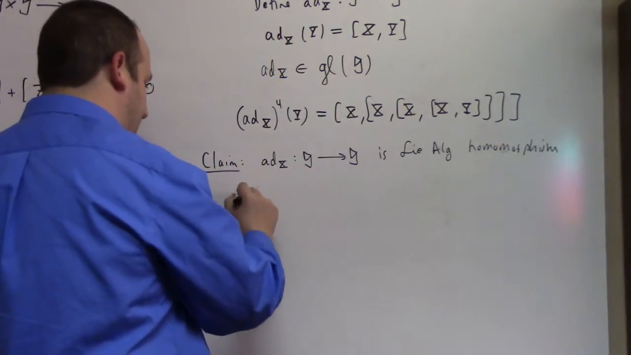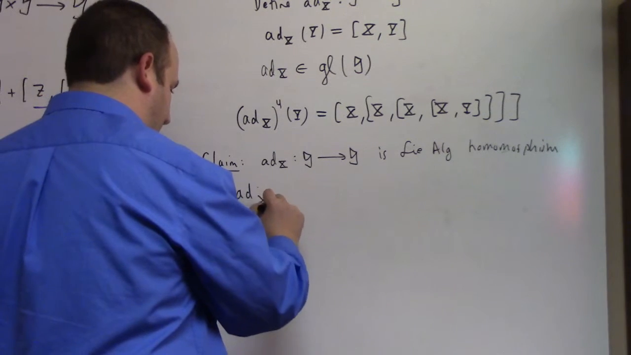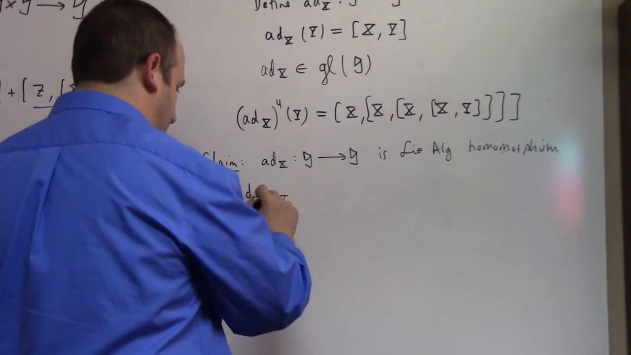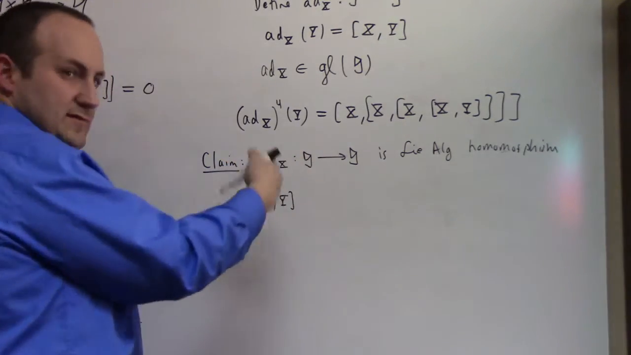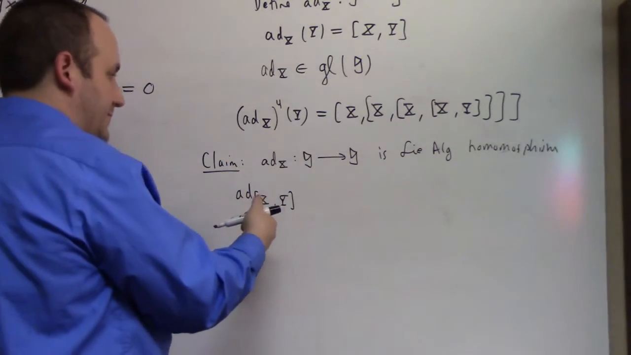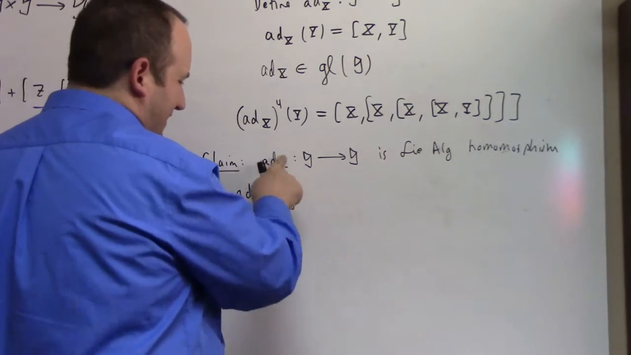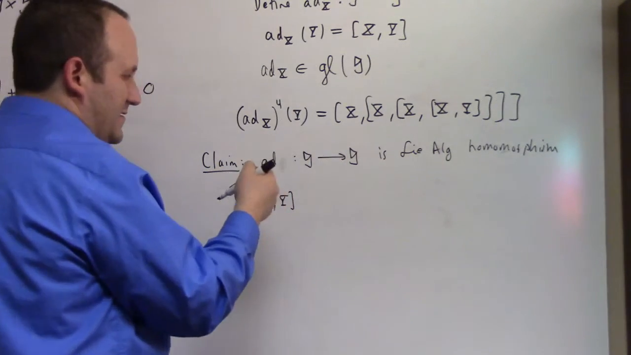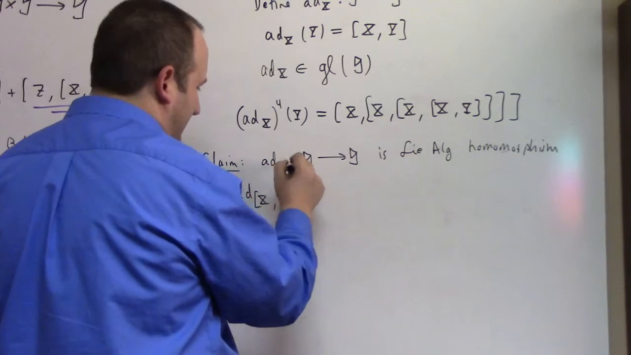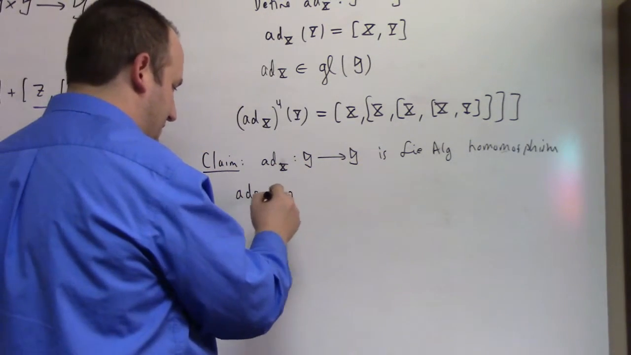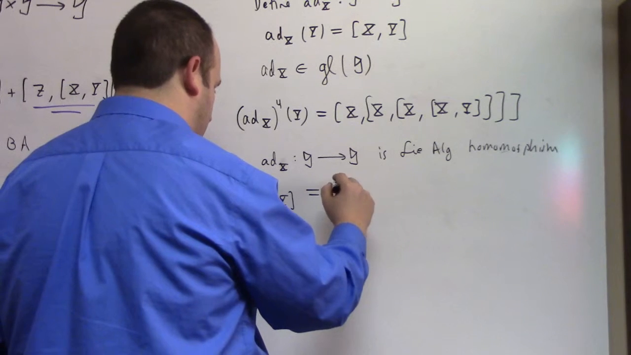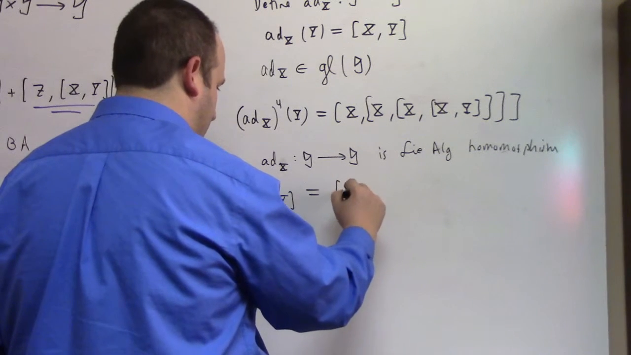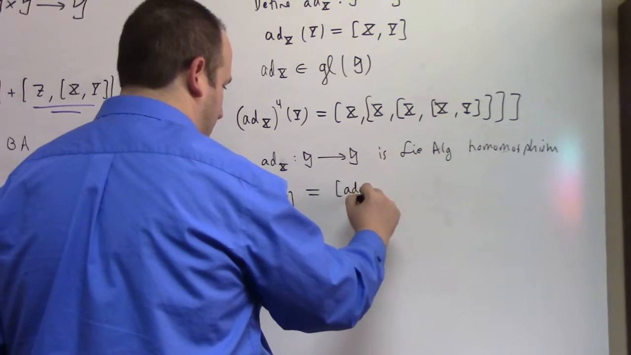add of x, y. Okay, that's the bracket. Yeah, it's going to be the ad bracket of Z. Add x, and I think I should say add y. No, sorry, add x. Yeah, this is supposed to be what we were saying. Add x, add y. Is that right?